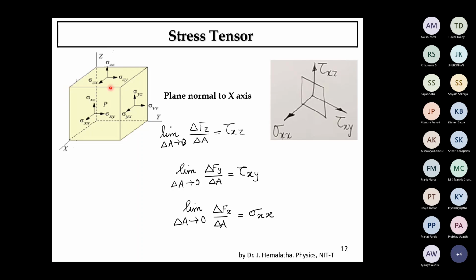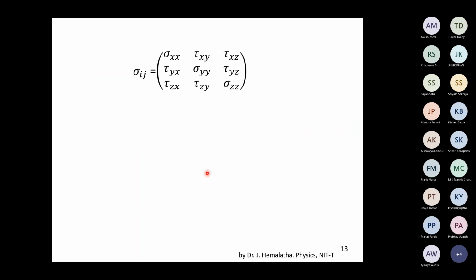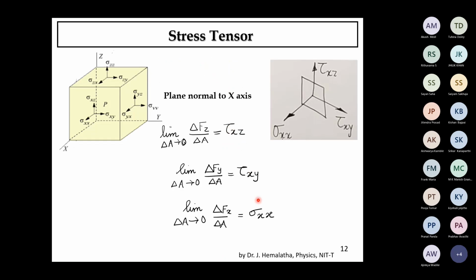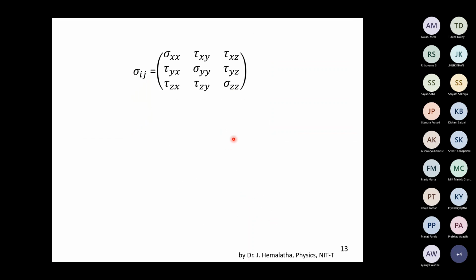So this plane and the drawing alone is shown here separately. When you write the stress tensor, you have to write all the components like this. This is the stress tensor in matrix form. Sigma ij is equal to sigma xx, tau xy, tau xz. This is what we have seen in the previous slide, right? All these three are shown here, sigma xx, tau xy, tau xz, and whatever we have seen in the previous slides, those components are consolidated in the matrix form.